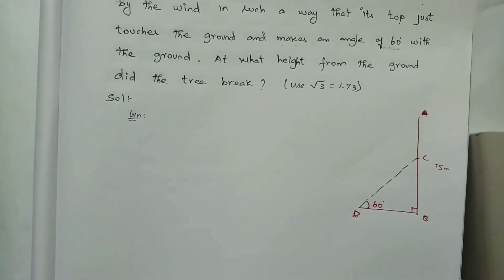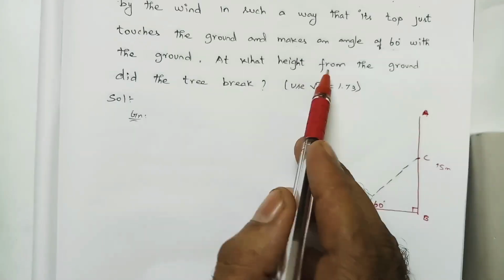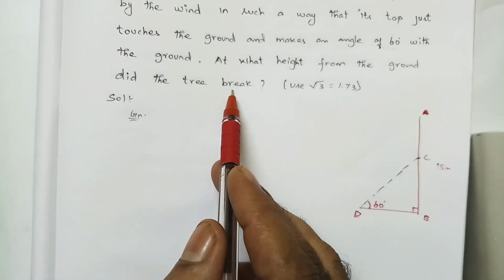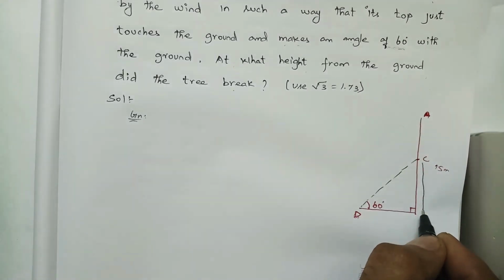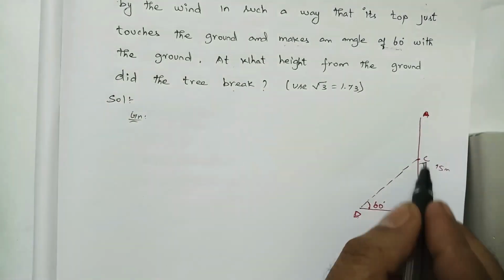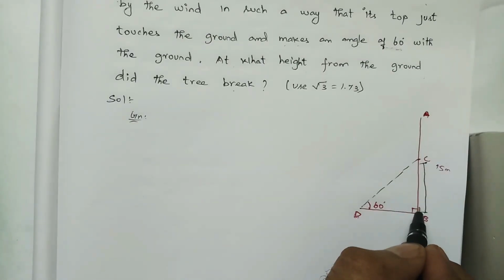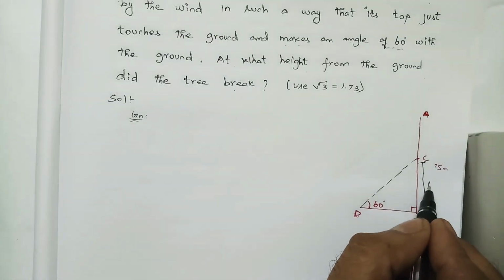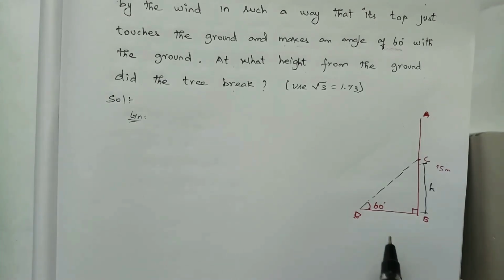And now what we want to find: at what height from the ground did the tree break? That means what we want to find? We want to find the height of the broken tree. That is BC alone we want to find. BC, right? The height of BC, the height of the broken tree alone we want to find. That I am just assuming as H, right?